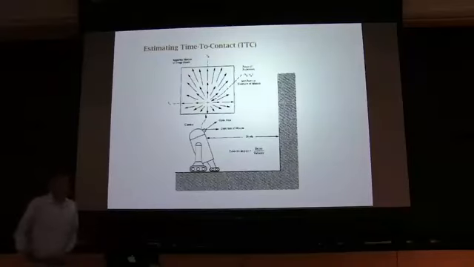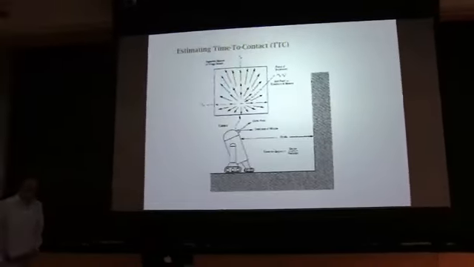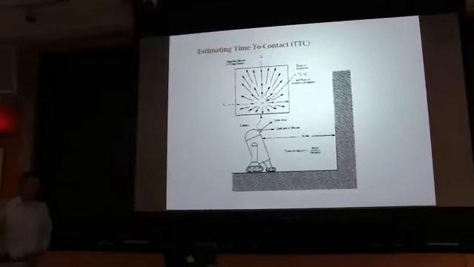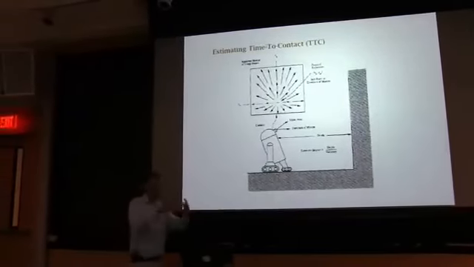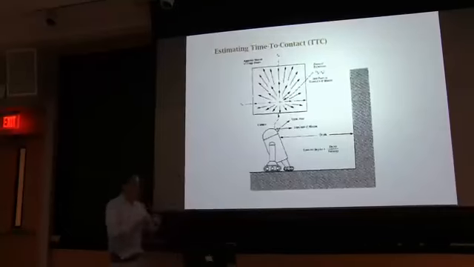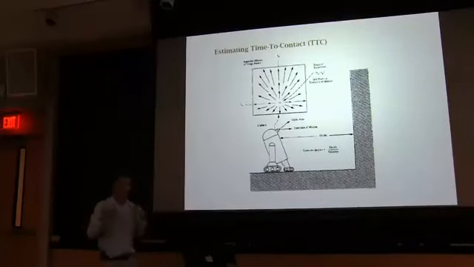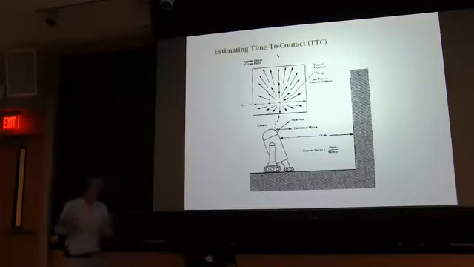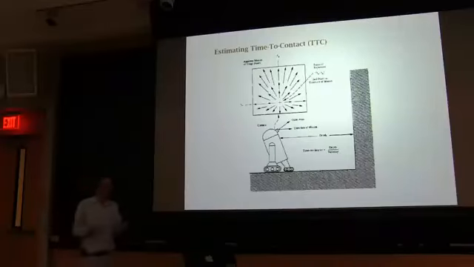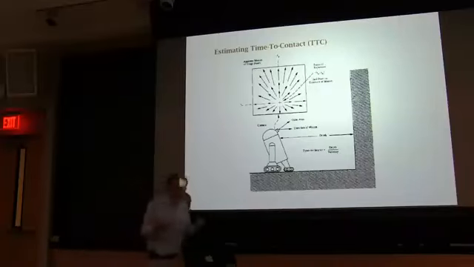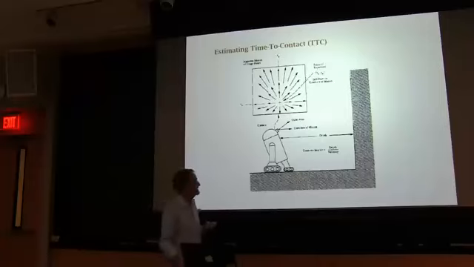Here's the time to contact problem that I was talking about. As you can imagine, as you move towards a surface, the image seems to expand. And that's the cue. But how do you measure that expansion? Because all you've got are these gray levels, this array of numbers. How do you measure that? And how do you do it accurately and fast?